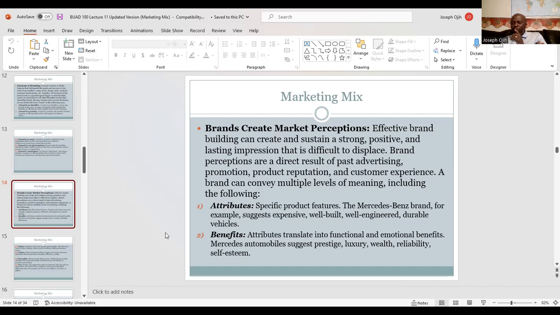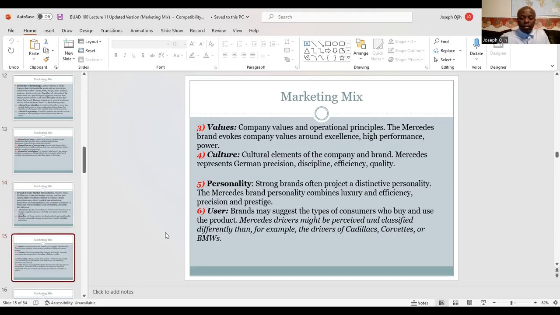this meaning too: benefits. So when we say benefits with respect to brand, what we are trying to say is that the brand is an attribute that translates into functional and emotional benefits we get from the brand. For example, with Mercedes-Benz, we get the benefit of prestige, luxury, reliability, wealth, and self-esteem. Now, a brand also communicates a message, company values.